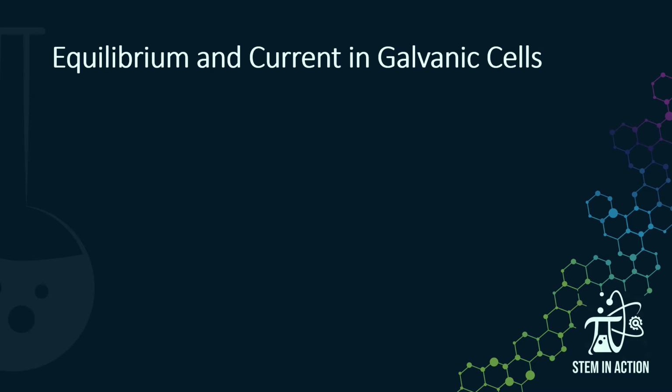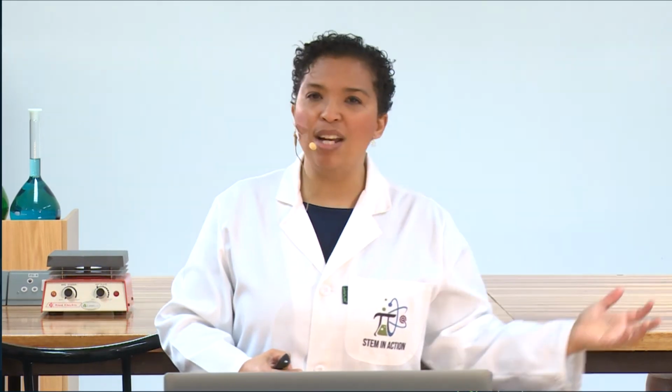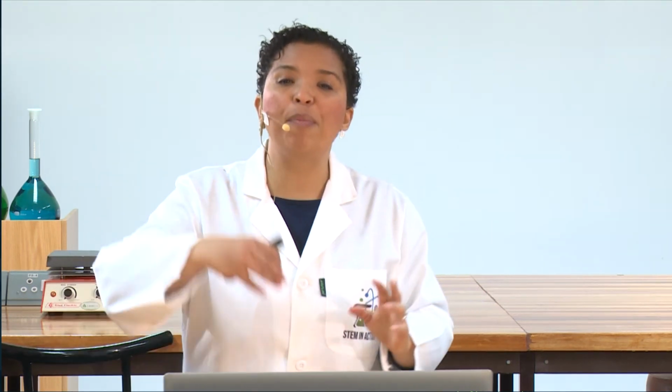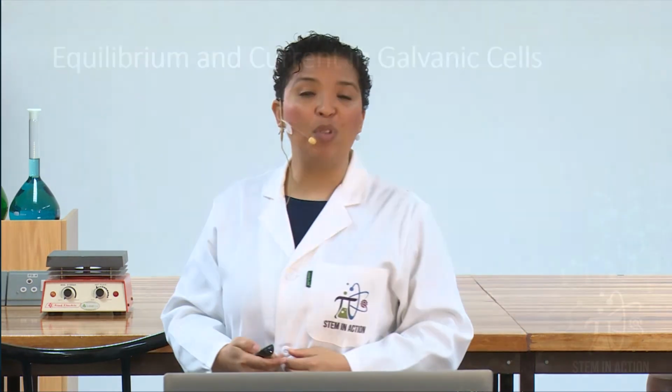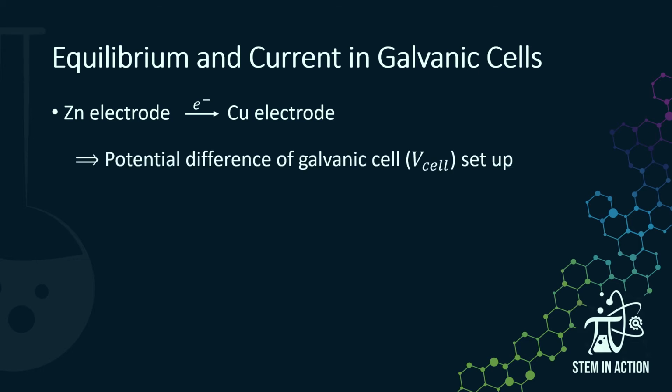Something else that we need to consider in the galvanic cell is equilibrium and current. Now, grade 12s, Mrs. Guyan covered chemical equilibrium with you earlier, so remember, do not learn things in isolation. Everything that you learn from grade 10 all the way through to grade 12, they are building blocks, and so do not learn them in isolation. They'll pop in every now and again, like the concept of equilibrium. So if we look at our zinc electrode, electrons are released and they travel through the external circuit and arrive at the copper electrode. This sets up a potential difference in the galvanic cell.